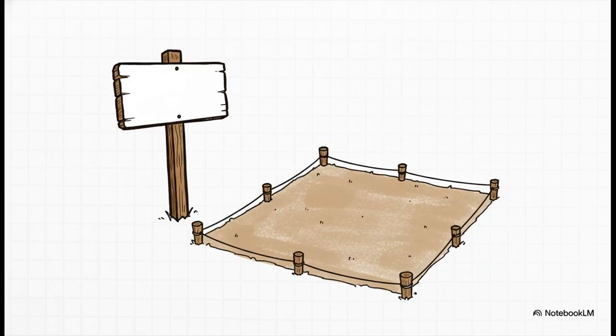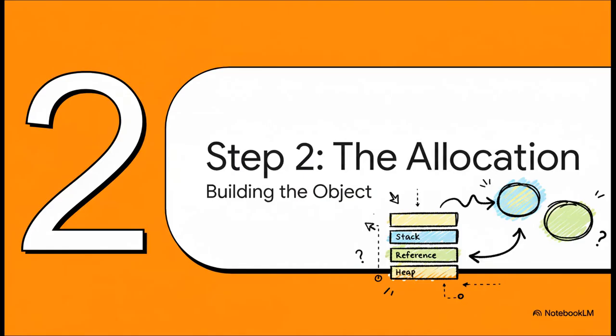Here's a really good way to picture this. Declaring that reference, Box myBox, is like going to the city planning office and reserving a plot of land. You get an address, let's say 123 Main Street, but there's no house there yet. It's just an empty lot. You have an address, but no building.